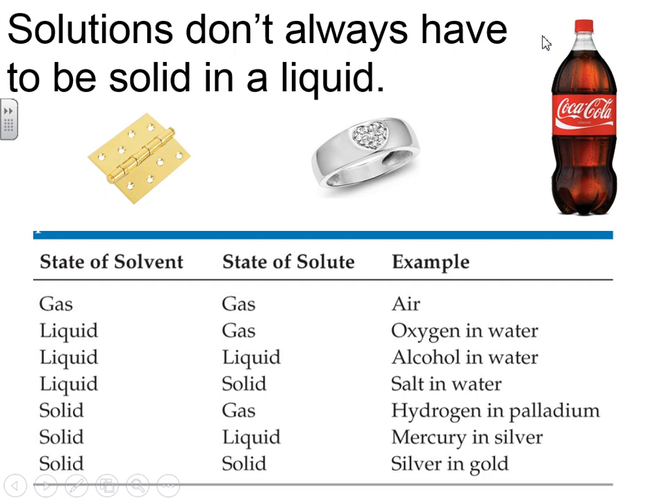Now, solutions don't have to be a solid and a liquid. It doesn't have to be salt and water or sugar and water. You can have any state of matter being dissolved in any other state of matter. A famous example of this is brass. This is the alloy brass, and these are alloys. And these are essentially two metals mixed together, a solution made from two metals.